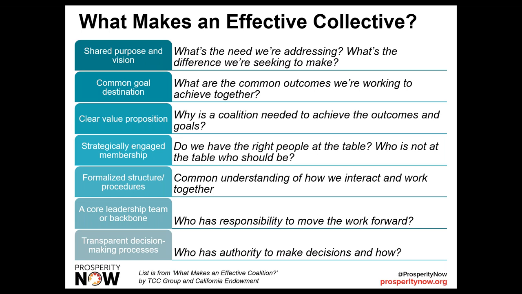Formalized structure and procedures. It's important for people just to know how to engage. So if you have a campaign or a group or a coalition or whatever it might be, a collaborative, or a network, if you're trying to build it and bring more people into your network, it's important for them to know, well, how do I show up? Are there monthly meetings I can attend? Is there a listserv I should join? How do you use the listserv? So being able to lay out, this is how we interact, and this is how people can engage with our group.